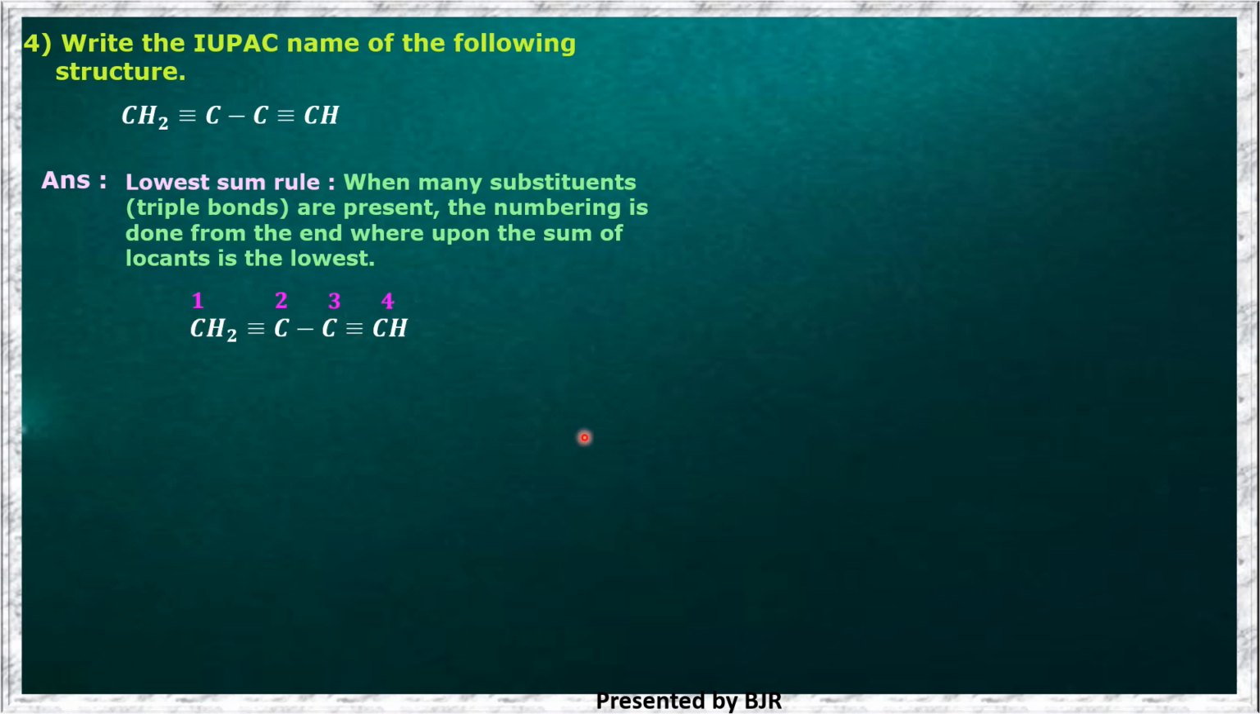Suppose numbering is given from right to left, the first carbon and third carbon are containing the triple bonds. So left to right, sum of locants is 1 plus 3 is equal to 4. Right to left, sum of locants 1 plus 3 is equal to 4. So in this case, numbering can be done in either way because both ways are correct.